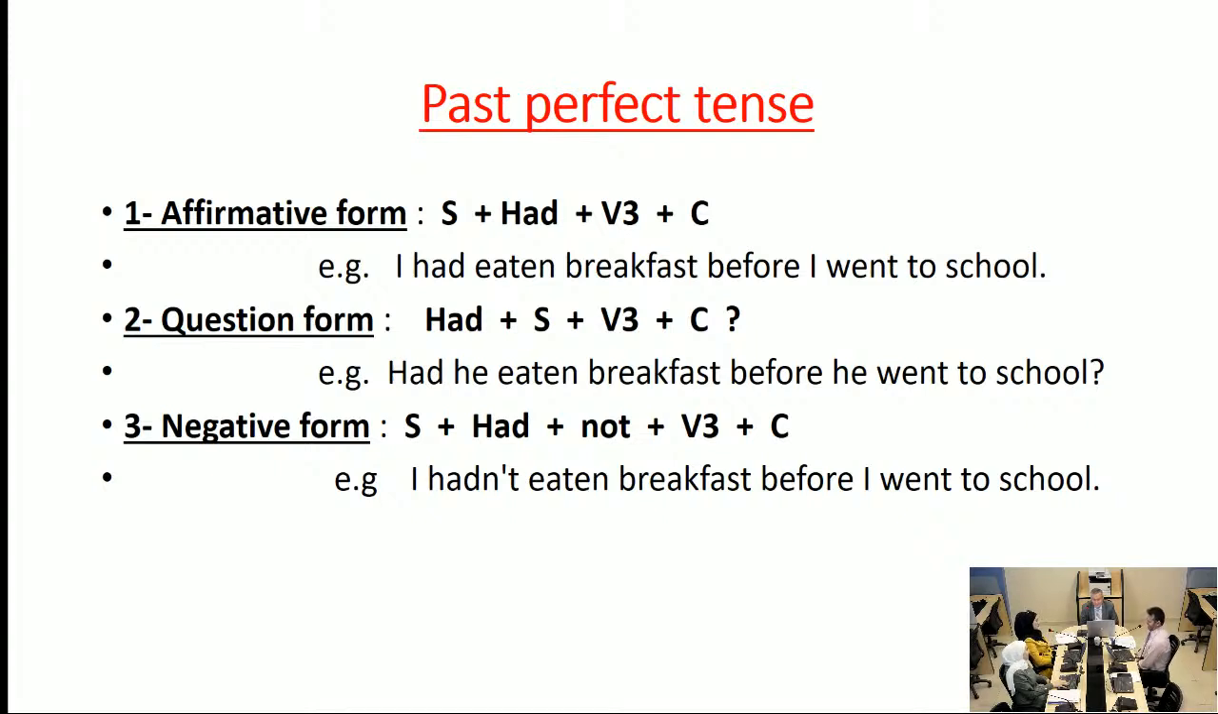So, example: I hadn't eaten breakfast before I went to school. Thank you. Next, Ms. Resha and Ms. Sana are going to talk about the use of the past perfect tense.